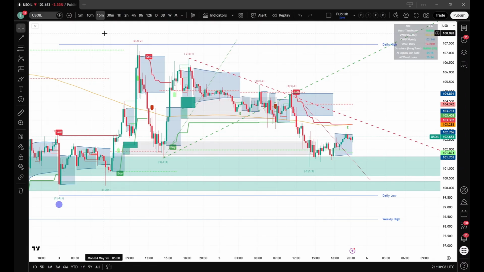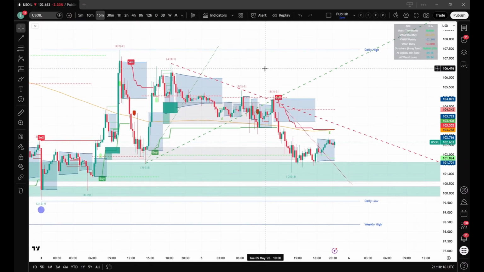So fair value gaps and brain zones, they won't always be revisited. There will be many that are just never revisited again. So yeah, but you can read up on the concept of fair value gaps and things in your own time.